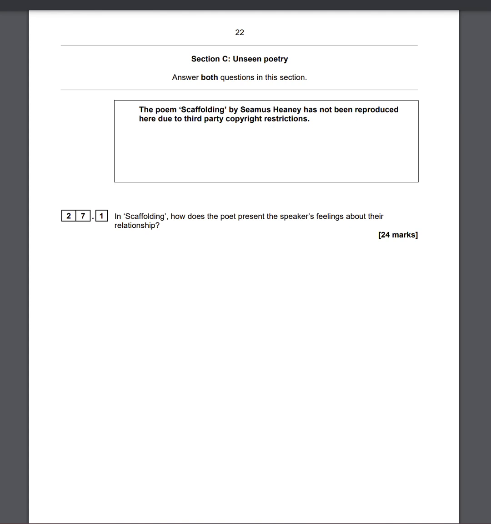Okay, next then we get an unseen poem. Obviously on this example, it's been removed for copyright restrictions, but on the example that you have, there will be a poem here. It will say, in scaffolding, how does the poet present the speaker's feelings about their relationship? For unseen poetry, we would follow the rare process. So to begin with, we would read the question and underline the focus. So the focus of this question is the speaker's feelings about relationships.